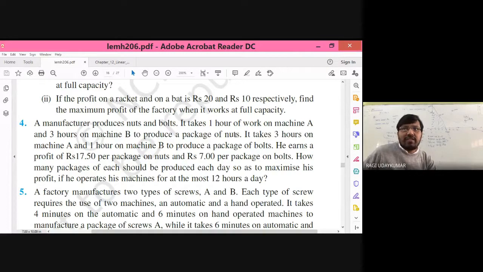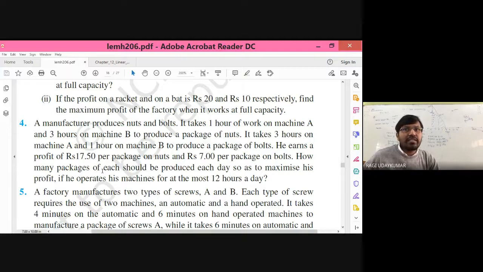It takes 1 hour of work on machine A and 3 hours on machine B to produce a package of units. So nuts and bolts should be taken in place of the tennis rackets and like that. Two machines are producing. It takes 3 hours on machine A and 1 hour on machine B to produce the package. And he earns a profit of 17.50 per package of nuts and 7 rupees on bolts. So this is the objective function.